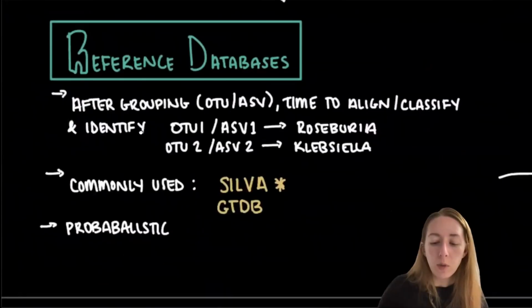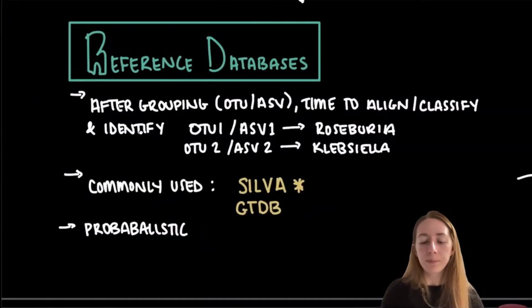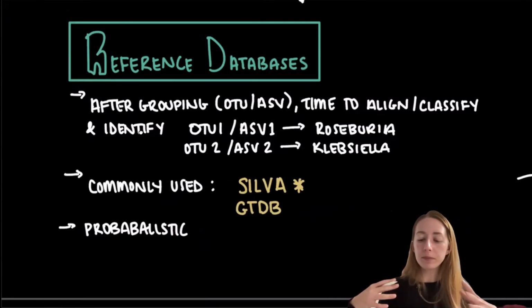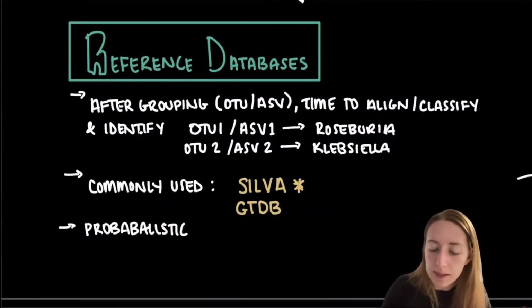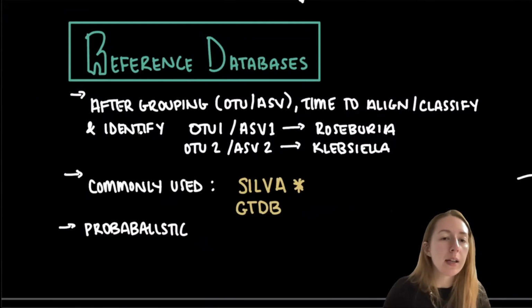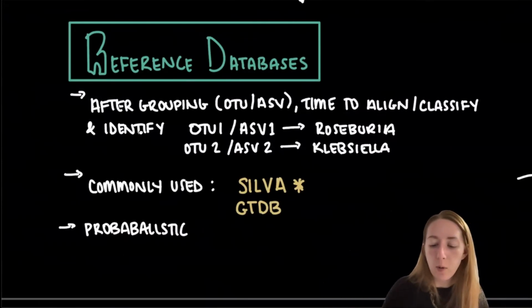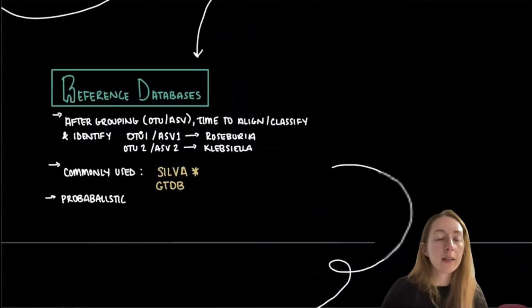Once we have the groupings, OTU or ASV, then it's time to align and say which OTU is what bacteria, which ASV is which bacteria. In this case, let's say it's identified OTU1 as Roseburia, OTU2 as Klebsiella, and so on. Commonly used databases are Silva or the GT database. And these are probabilistic alignments, right?